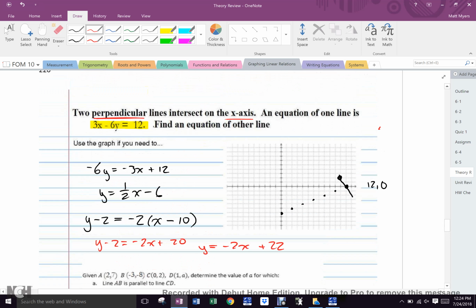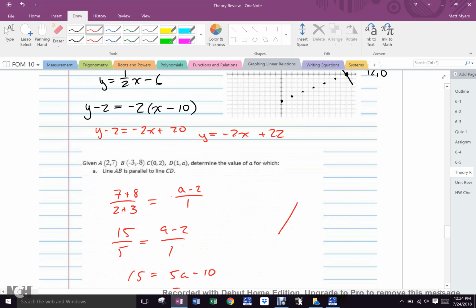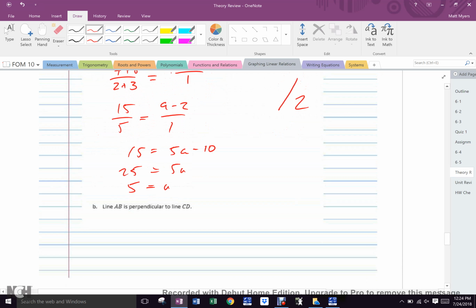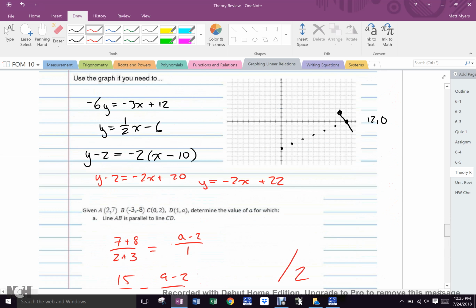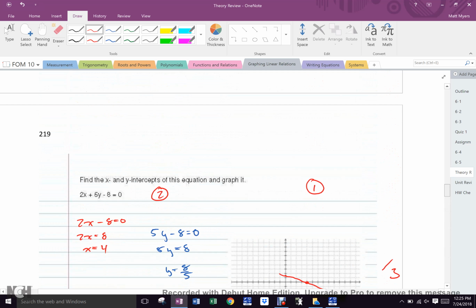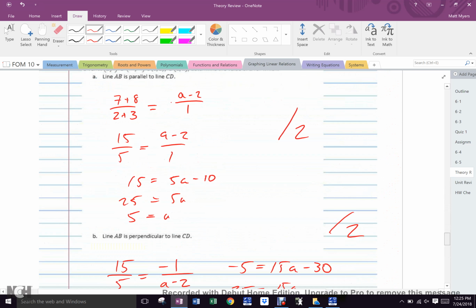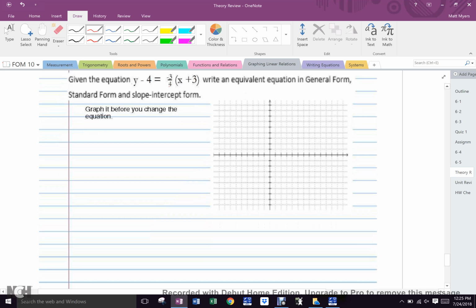Oh, same thing here. This is out of 3. This is out of 2. And if they're perpendicular, then 15 over 5 must equal negative 1 over A minus 2, which is negative 5 equals 15A minus 30. So bring that over. 25 equals 15A. A equals 25 over 15, which is 5/3 for 2. So that makes that page out of 7. Previous page out of 3 and 2 is 5. Out of 7. And 221.